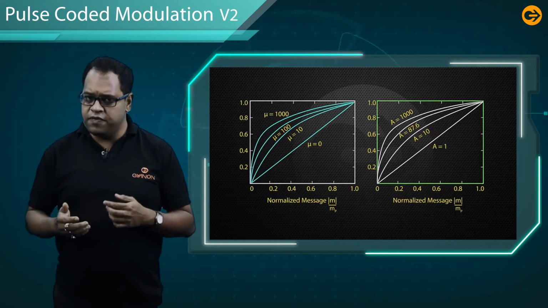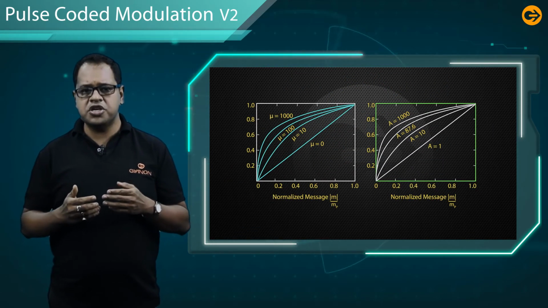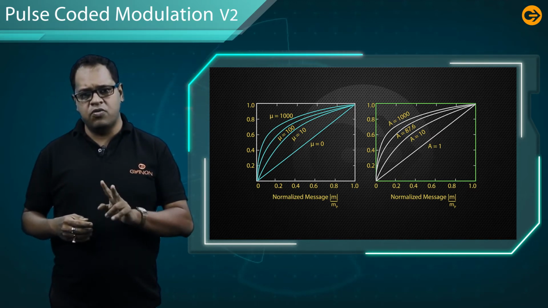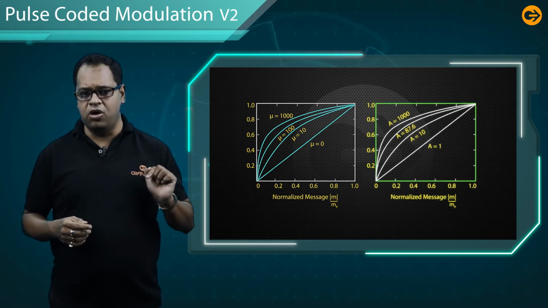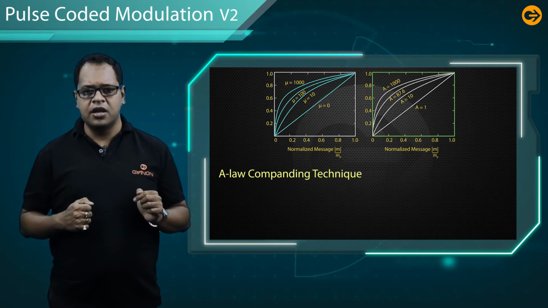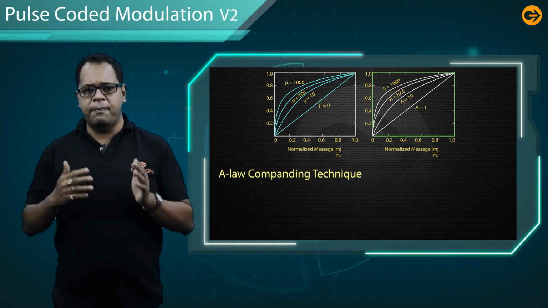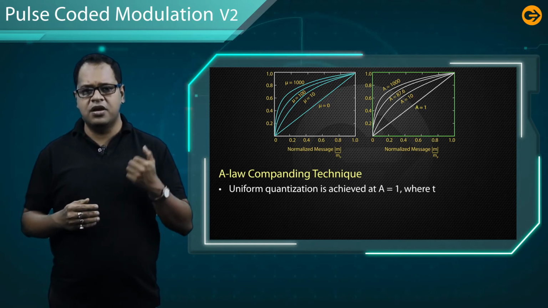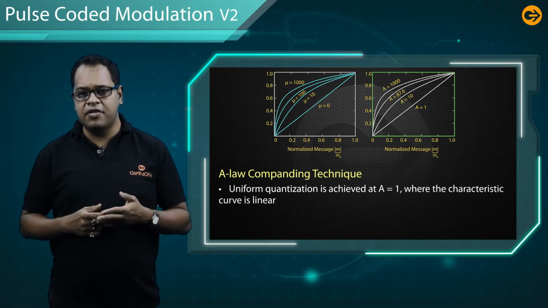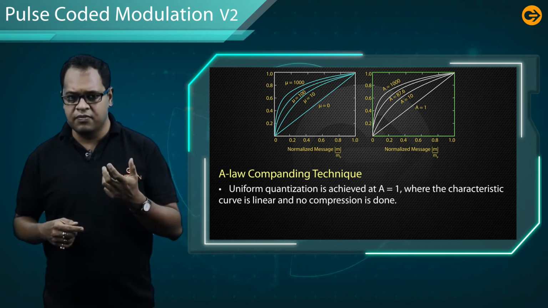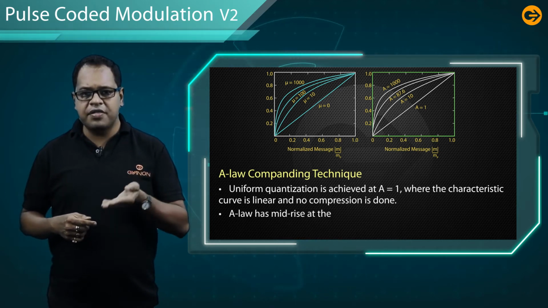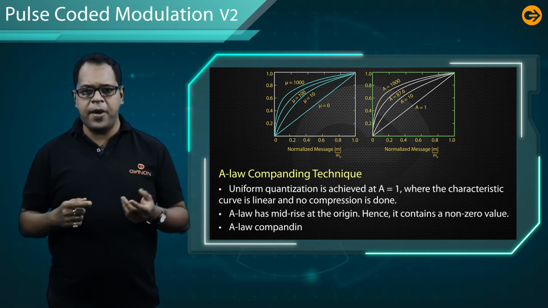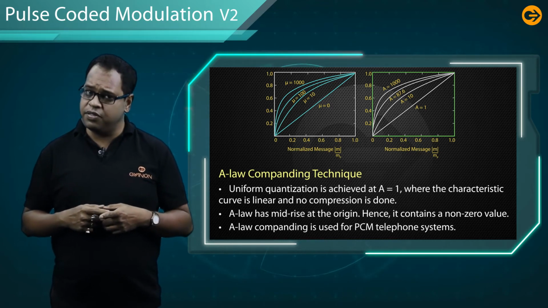Now let us discuss non-uniform quantization. Non-uniform quantization can be handled by companding. There are two different laws in non-uniform quantization. One is mu law, another is A law. Let us discuss the A law companding technique. In A law, uniform quantization is achieved at capital A equal to 1, where the characteristic curve is linear and no compression is done. A law has mid-rise at the origin, hence it contains a non-zero value. A law companding is used for the PCM telephone system.